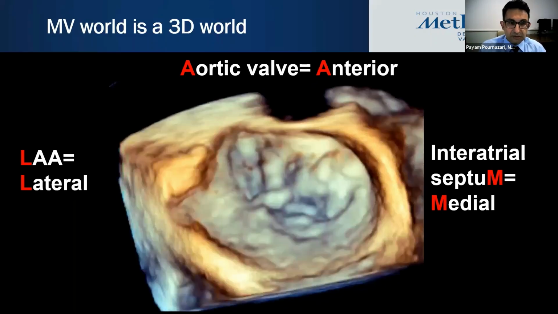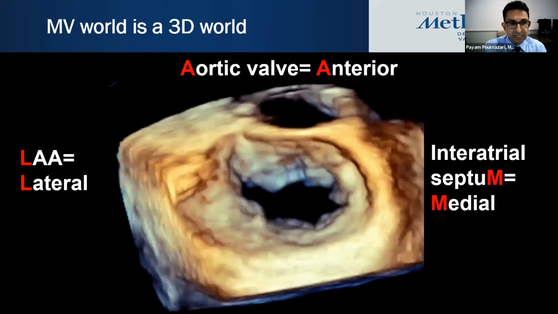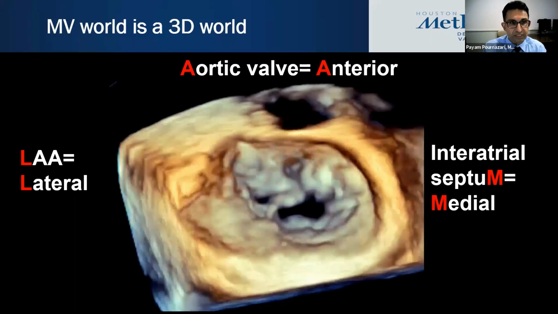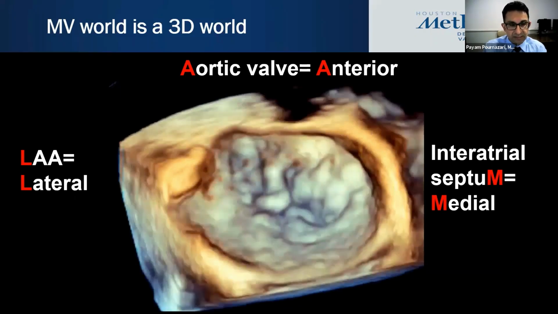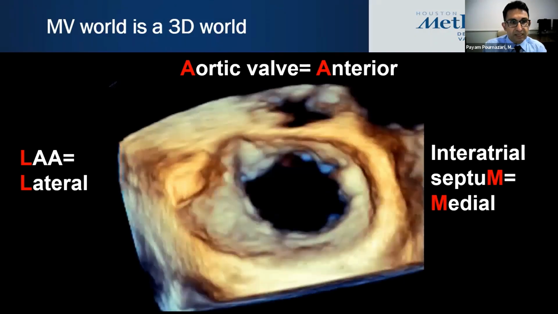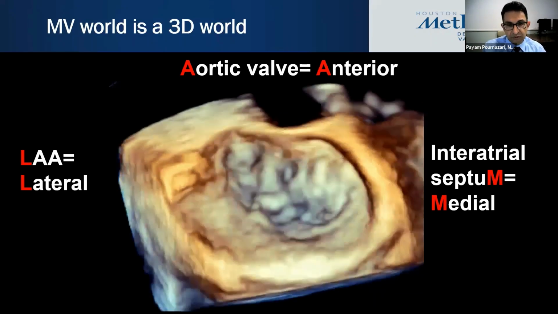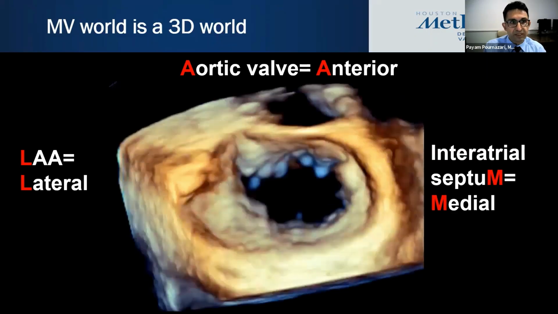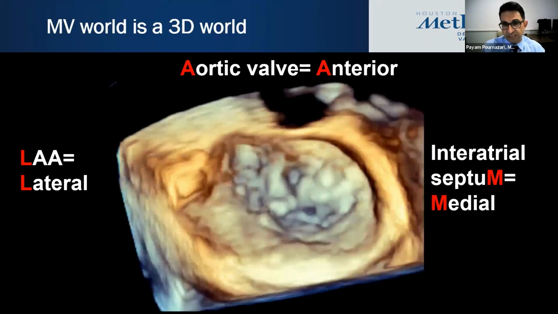As I said, the mitral valve is a complex structure. It is important to have a good understanding of the mitral valve anatomy, including the annulus, leaflets, and chordae. 3D imaging is extremely helpful in understanding mitral valve anatomy. It is important to obtain a surgical en face view of the mitral valve when assessing for transcatheter edge-to-edge repair, having the aortic valve at 12 o'clock, the left atrial appendage at 9 o'clock, and the interatrial septum medially at 3 o'clock.